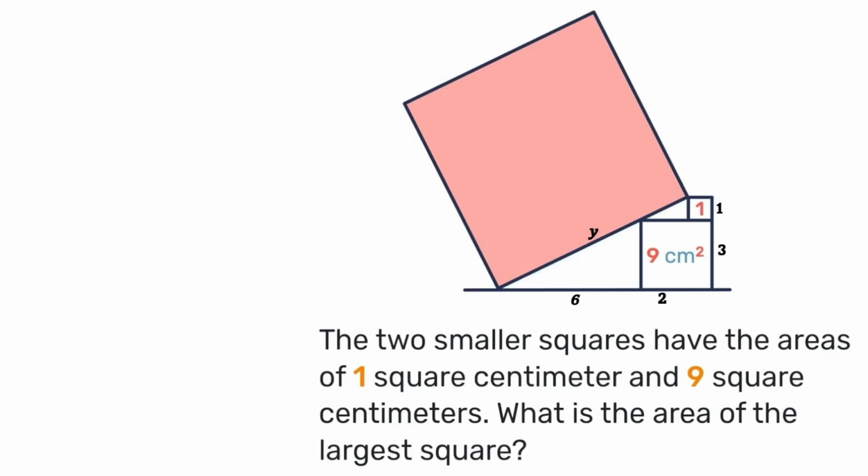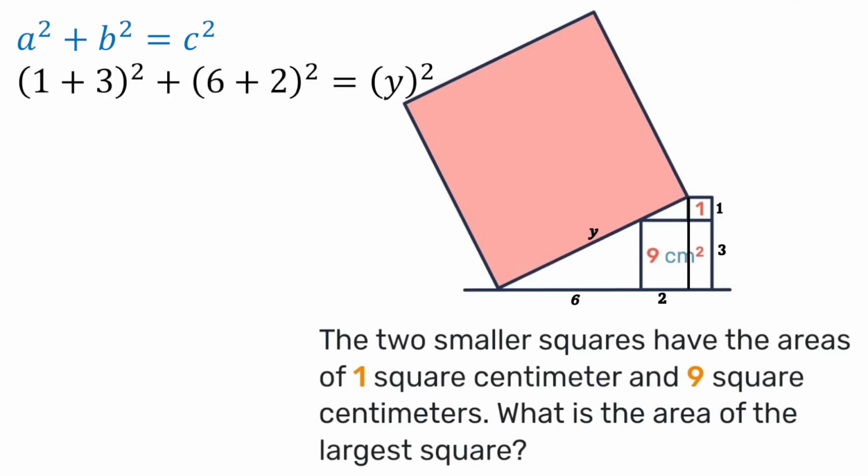So we have values of 1, 3, 2, and 6, and if we make a construction line right there, we now see that we have a right angle triangle where we know the base and the height, and the hypotenuse is y, which is the side length of the biggest square which we're looking for. So according to Pythagoras' theorem, a squared plus b squared is equal to c squared, where in this case the height is 1 plus 3 and the base is 6 plus 2. So that simplifies to give us 4 squared plus 8 squared is equal to y squared.